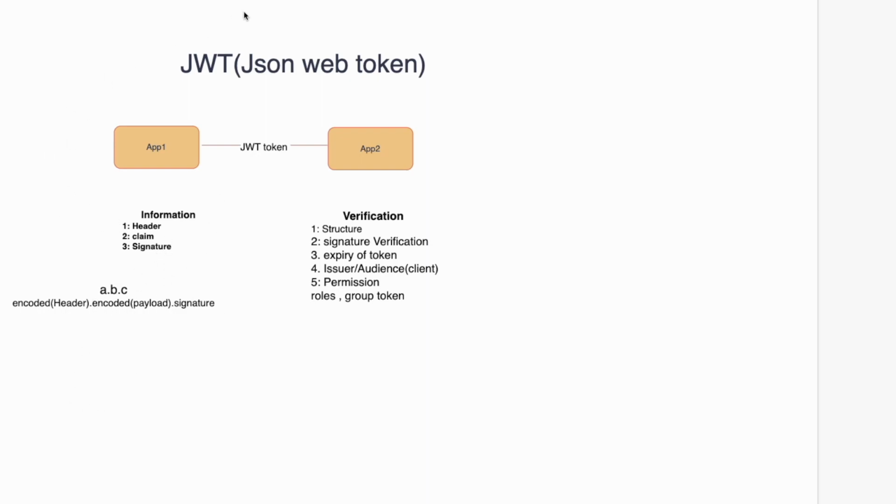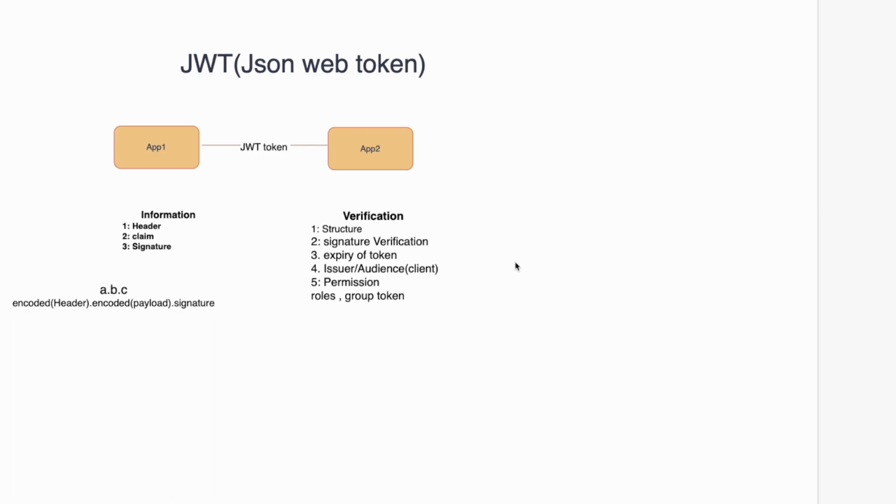Whenever the token is sent to app 2, it is the responsibility of app 2 to ensure that the token is not tampered. So app 2 needs to verify whether the token is valid in its structure, and then whether it has a valid signature. Then it can look at other information of the claim, which is the expiry of the token, the issuer or the client information. If it has additional information within the claim, then it will check all those values, and based on that it will identify whether the token is valid or not.